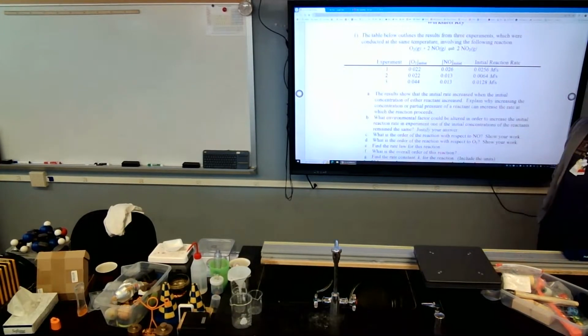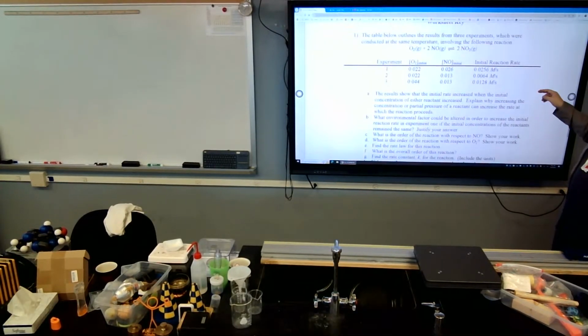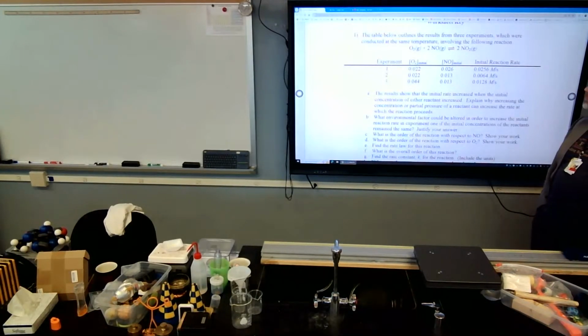All right, is that clear? What we just talked about for part B? Part C. What is the order of reaction with respect to NO? Show your work. So you can do this. What reactions should we use to determine the order of NO? 1 and 2.